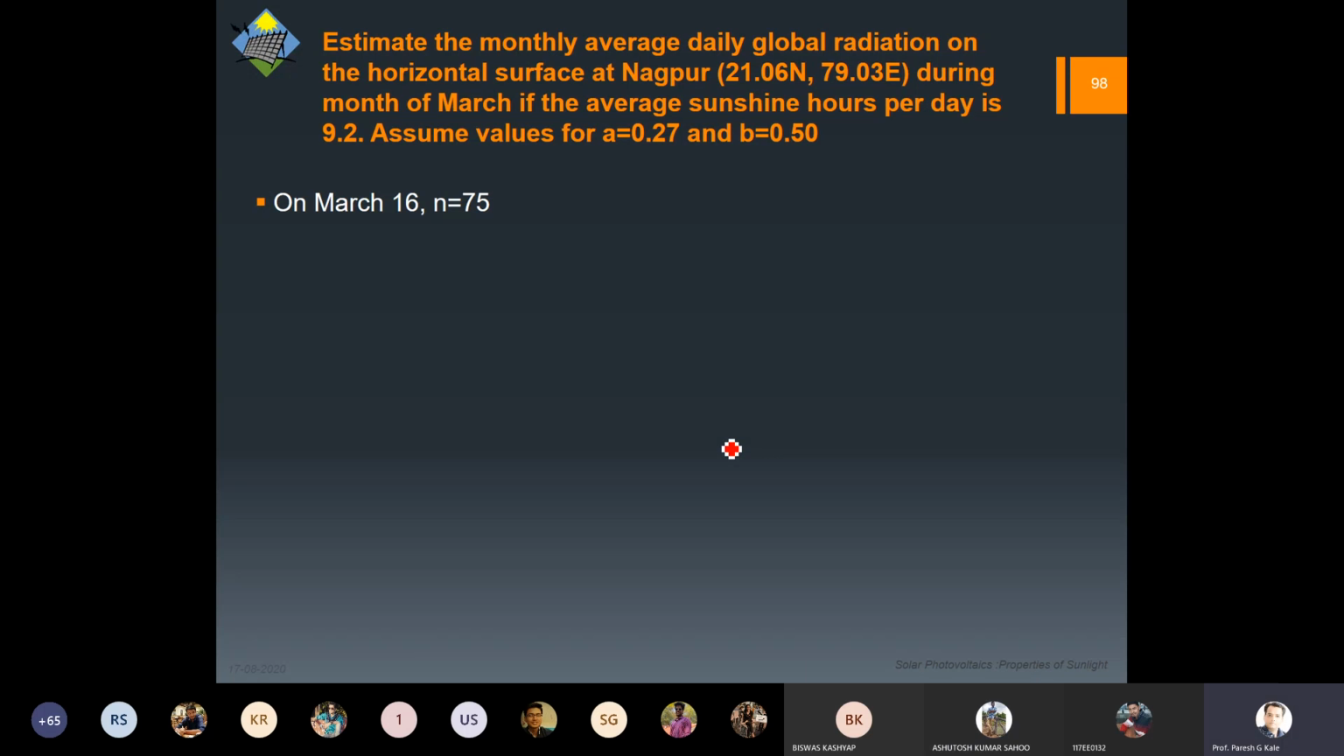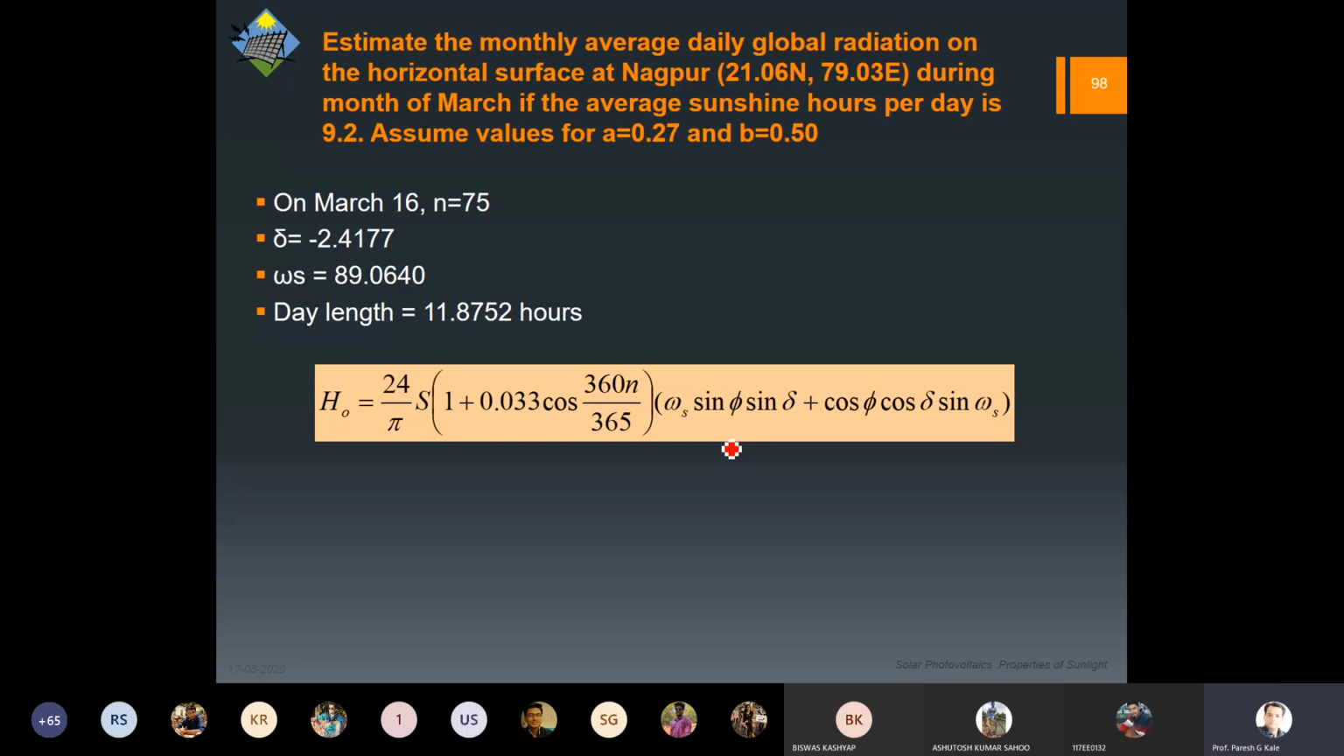So I think you already know it is March 16, right? So n is equal to 75. I think you have already calculated delta. What is the value? Minus 2.4. Yes. So you have the value, so don't recalculate it. That's my point. So delta is already with you. I think omega s you also calculated somewhere around 89. We calculated the sunshine hours for that particular day. Yes, sir. Day length was roughly around 12 hours. Okay, fine. So everything is already done.